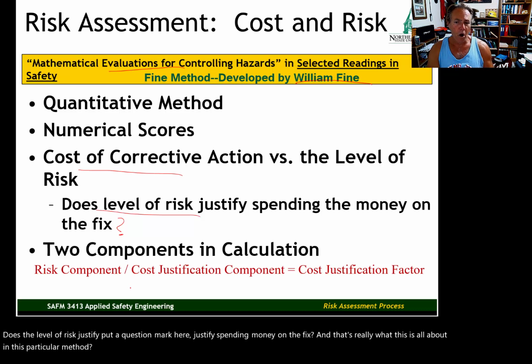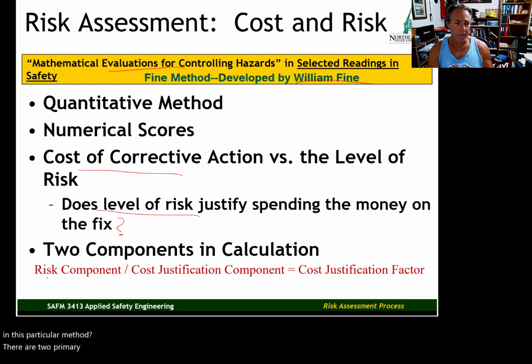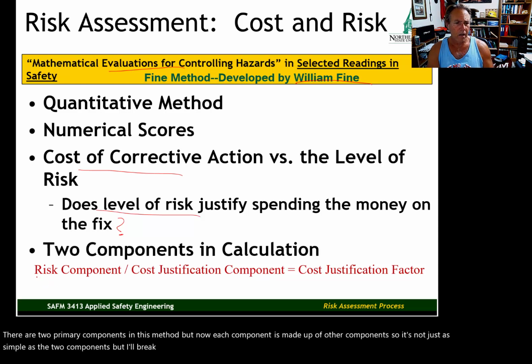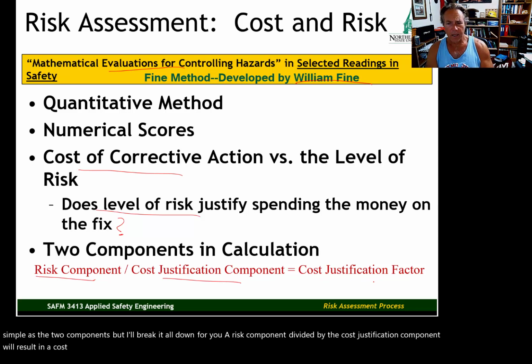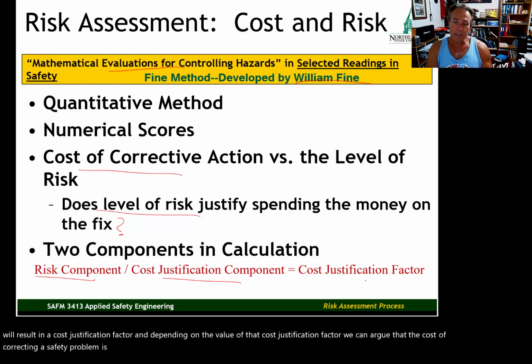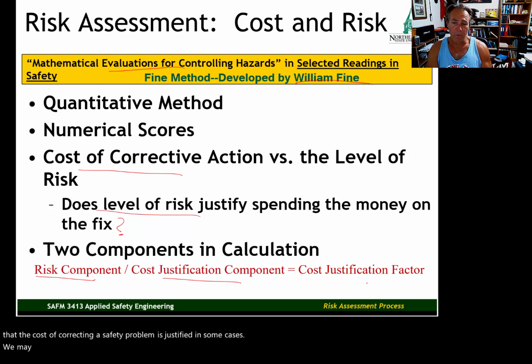There are two primary components in this method. But each component is made up of other components, so it's not as simple as two components. But I'll break it all down for you. A risk component divided by the cost justification component will result in a cost justification factor. And depending on the value of that cost justification factor, we can argue that the cost of correcting a safety problem is justified. In some cases, though, we may not be able to argue that. Maybe in some cases, the cost is not justified based upon the level of risk.